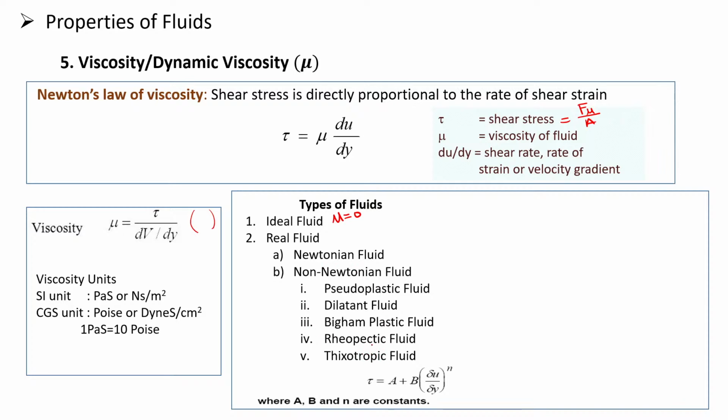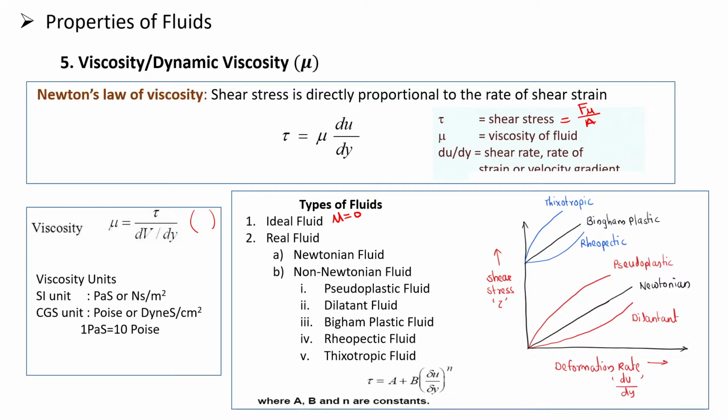These all types of fluids we can define by using this mathematical equation, that is shear stress, that is equal to A plus B du by dy raised to n, where this A, B and n are constants. This A, B and n depends on which type of fluid it is.